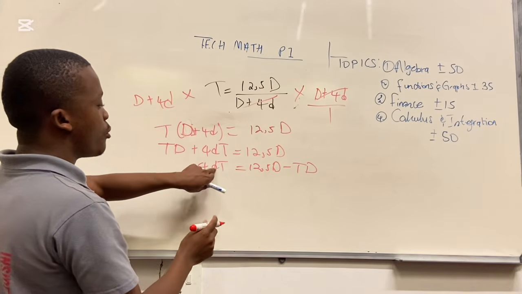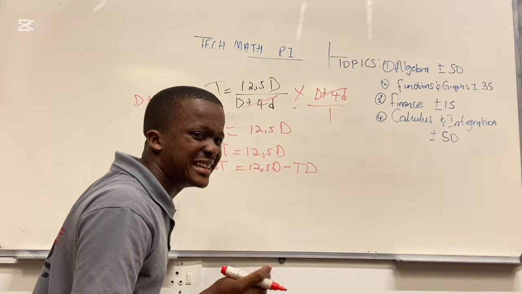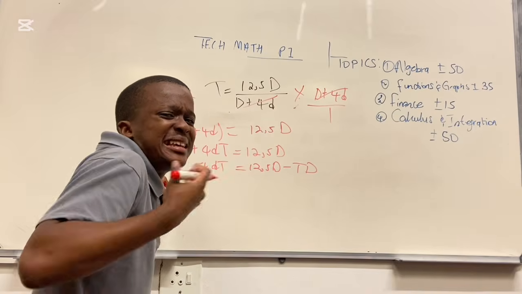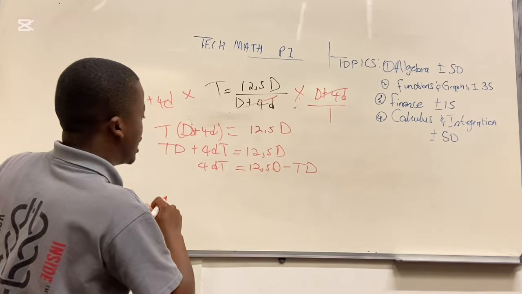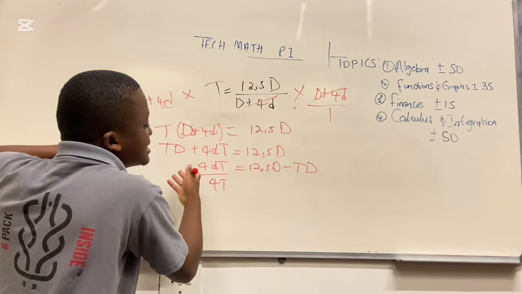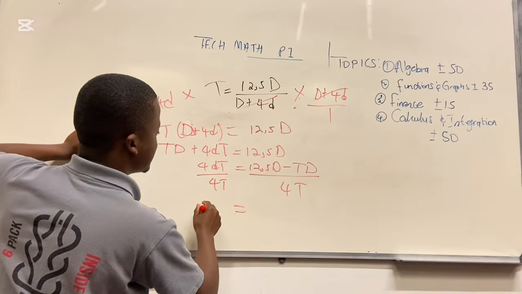And we want this to be the subject. That means my coefficient must be 1, nothing associated with the subject of the formula. Now what do we do? We can divide by what? By 4T, because this is multiplication. Divide by 4T. We are left with what?